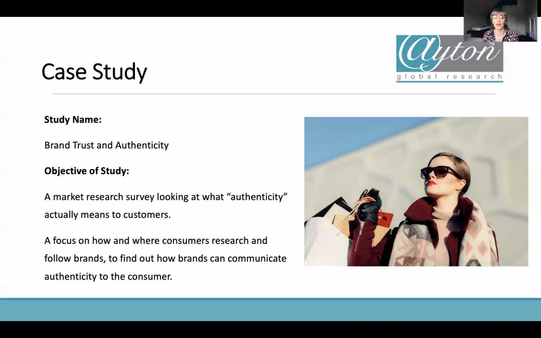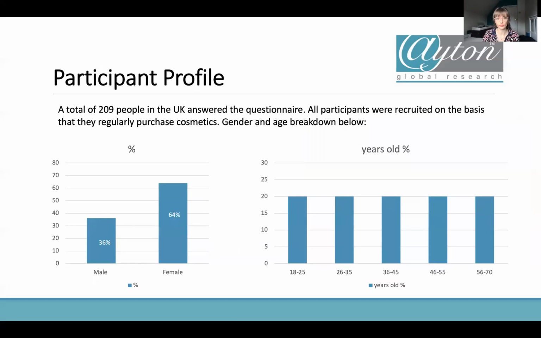We're also looking at where consumers research and follow brands. So if they are looking at authenticity, where do they want to see that these brands are authentic? Because it's all very well and good to say, yeah, we're really authentic, really trustworthy, but how are you communicating that to your consumer? And where's best to do that as well?